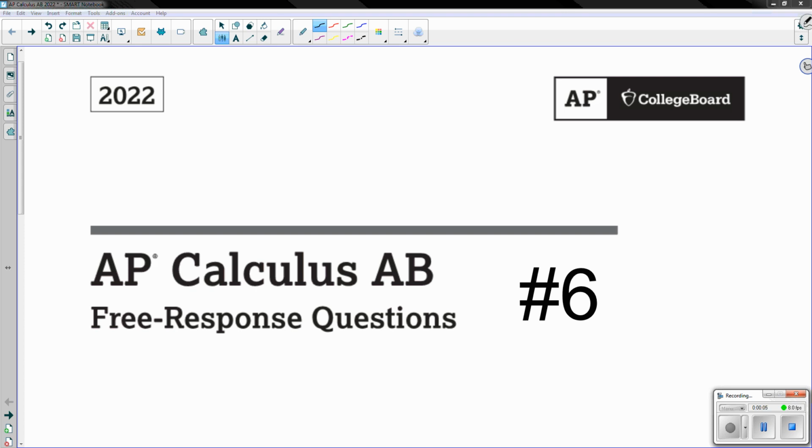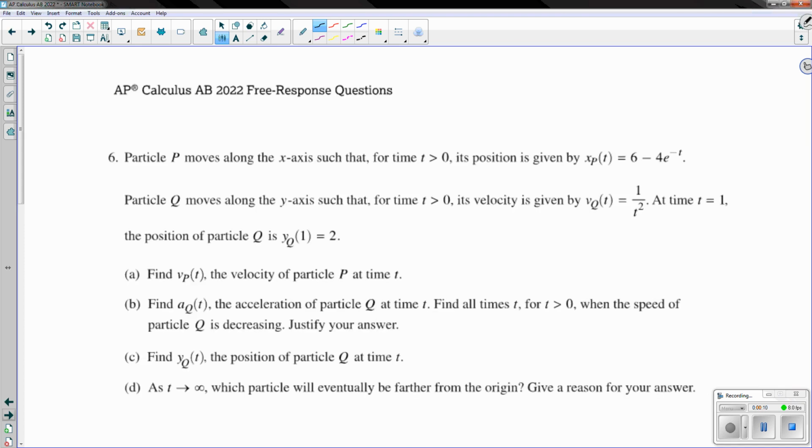2022 AP Calculus AB free response question number 6. Particle P moves along the x-axis such that for time t greater than 0, its position is given by x sub p of t is equal to 6 minus 4 times e to the negative t. Particle Q moves along the y-axis such that for time t greater than 0, its velocity is given by v sub q of t is equal to 1 over t squared. At time t equals 1, the position of particle Q is y sub q of 1 is equal to 2.